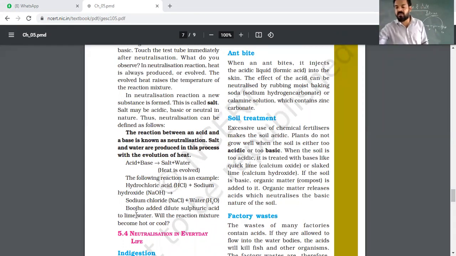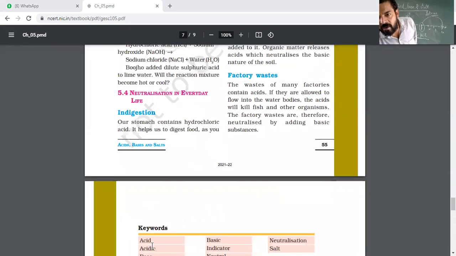Sometimes factory waste comes into the river. If they throw it directly without neutralizing the substance, whether it is acid or base, it will destroy the living organisms living in the water, pond, or wherever they live. So they also neutralize it. These are the daily uses of neutralization in day-to-day life.